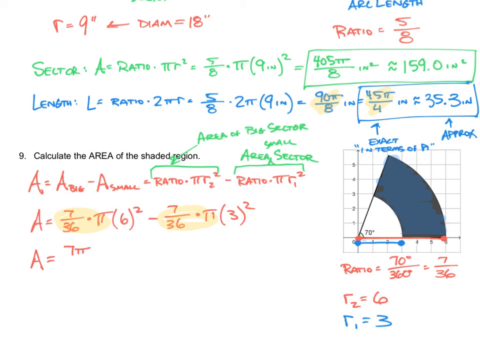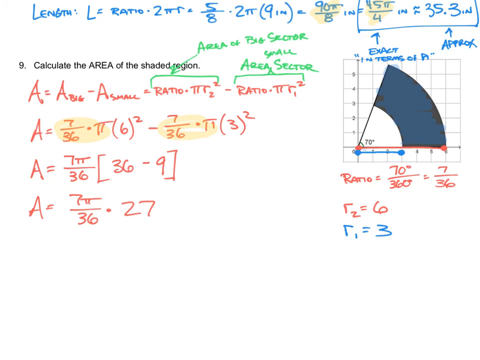I can factor that out as 7 pi over 36. And I'm going to have 6 squared, which is 36, minus 3 squared, which is 9. So this will then simplify to 7 pi over 36 times 27. 36 minus 9 is 27. When you multiply that out, you're going to get an answer like this. 7 times 27, let's see, that's 189. So I have 189 pi over 36.